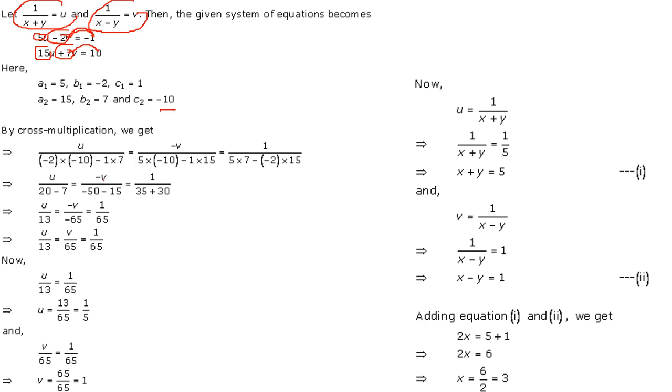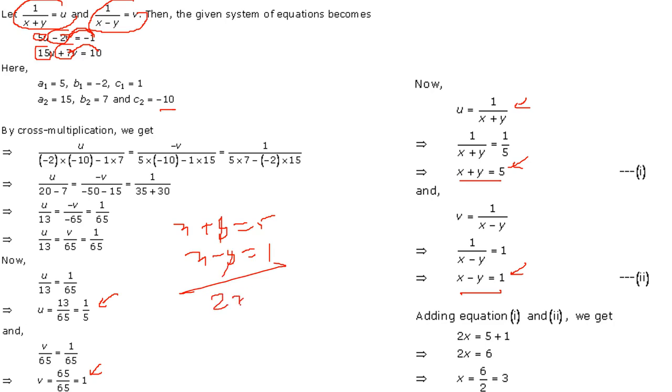Do the cross multiplication. Once you get U and once you get V, now just equate it with 1 by x plus y. So x plus y will be 5 and V is 1, so x minus y will be 1. Just add these two equations: x plus y equal to 5, x minus y equal to 1. Add them, this gets cancelled, 2x equal to 6, x will be equal to 3. Put it here, so y has to be 2. So this is x and y.